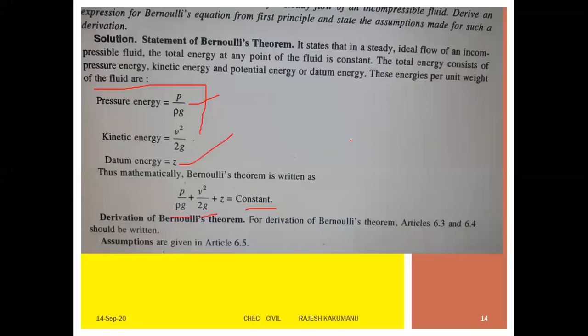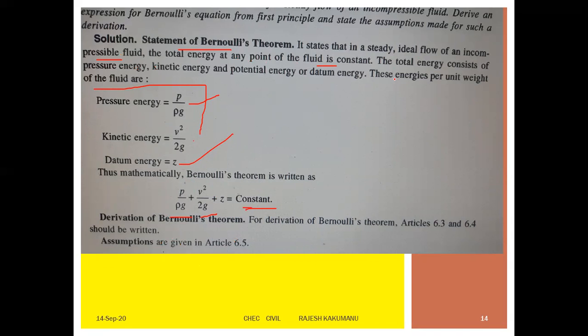So what is the statement of Bernoulli's theorem saying? It is saying that in a steady ideal flow of an incompressible fluid, take it as an incompressible fluid, the flow should be steady, ideal, and the fluid incompressible. The total energy at a point on a fluid is constant. So the total energy at any point in the container should be constant.